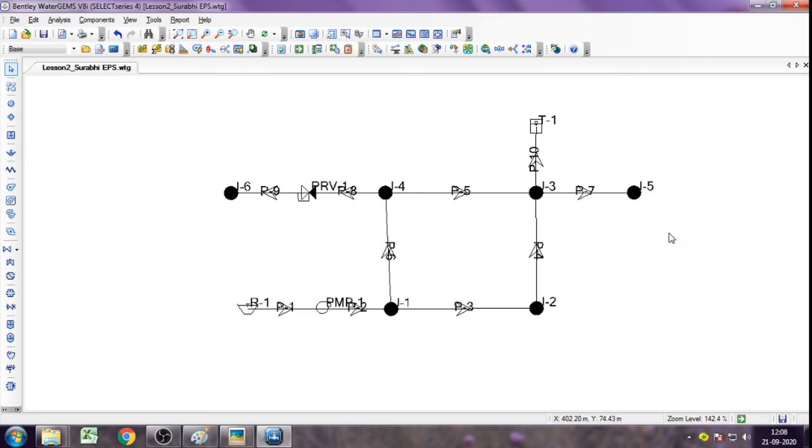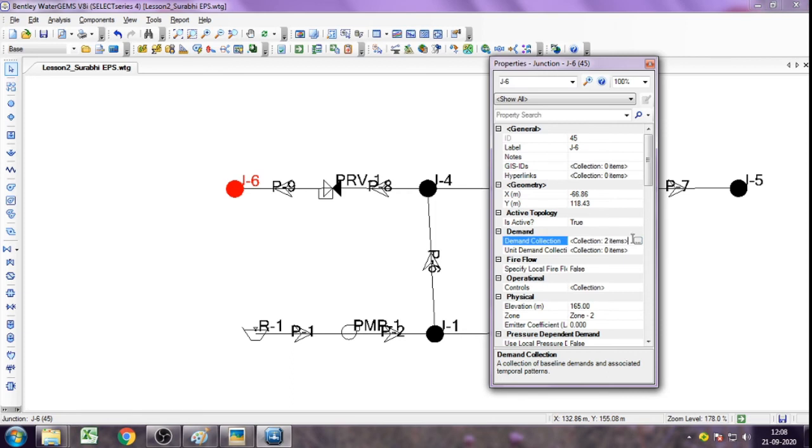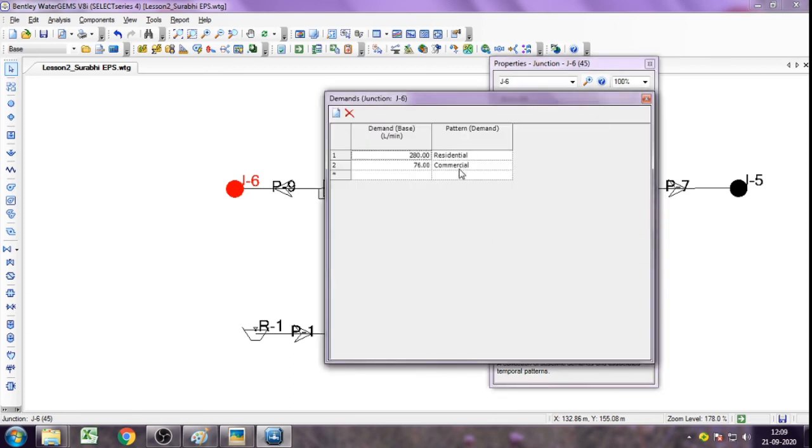Now let us consider another case here, a third case. So we did two cases, residential and commercial. Let us consider a third case, which is the fire flow case. Let us assume that at junction number 6, a 3-hour fire has broken out. If I click on junction number 6, we have assigned the demand for residential and commercial and the base demands for these.